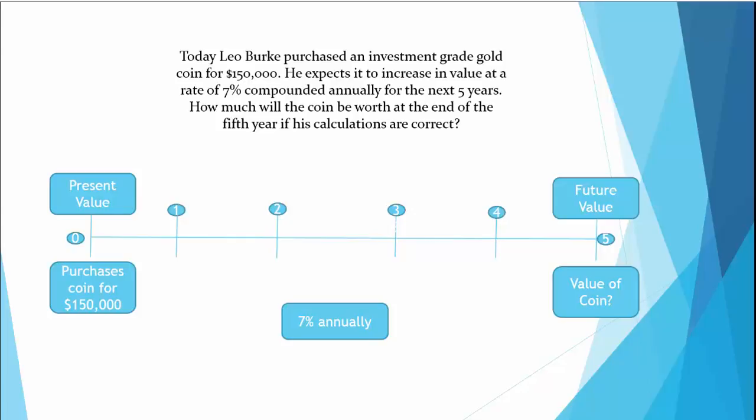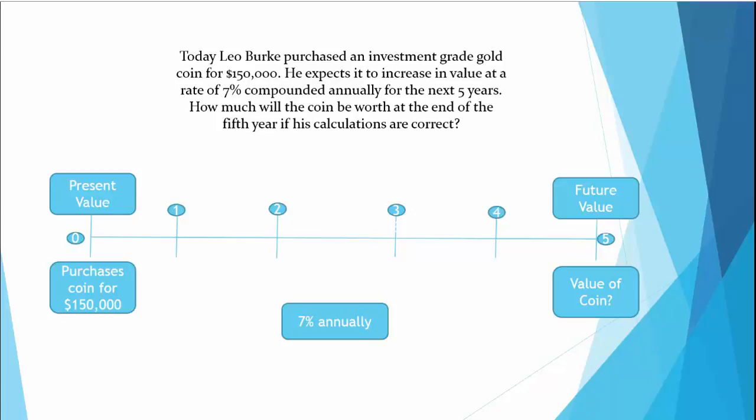First, draw a timeline like the one shown on this slide. Next, identify the key data. Leo purchased the gold coin today for $150,000, so we know that is the present value, PV. He wants to know the value of the coin in 5 years, so that is the N. We also know from this that we are looking at the future value. Lastly, we know the interest rate is 7% compounded annually. We do not have to further convert the data because everything is compounded annually, and that is standard.